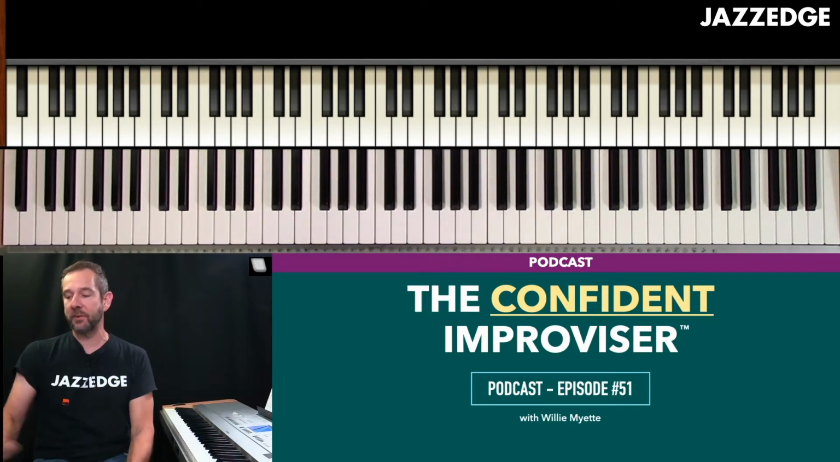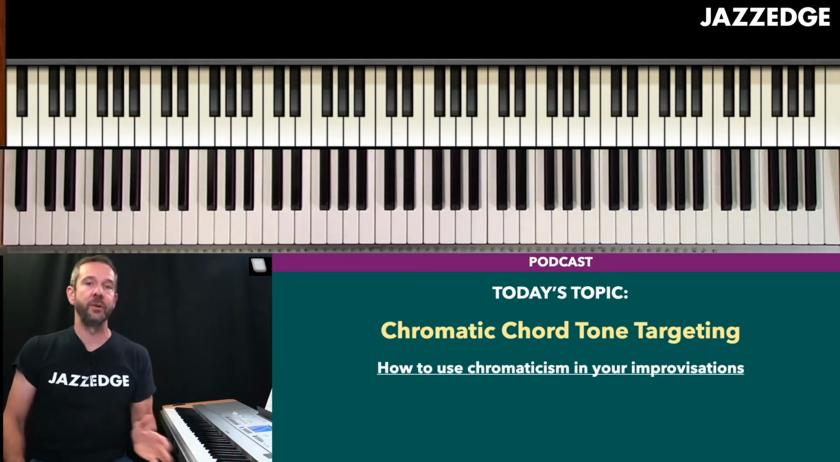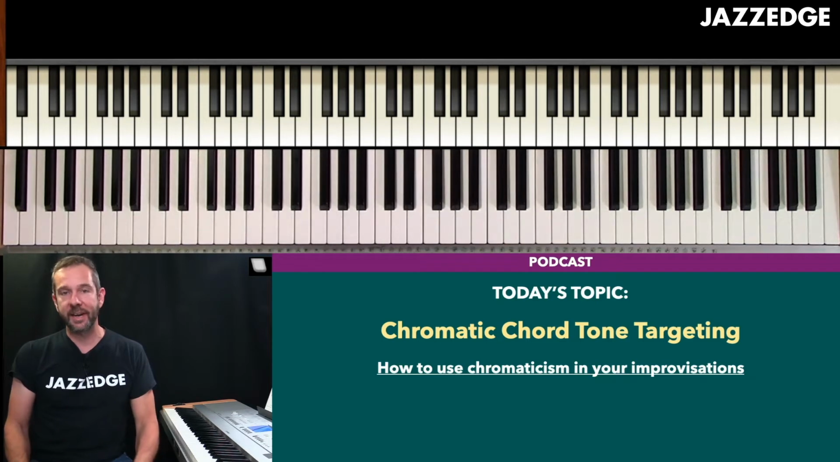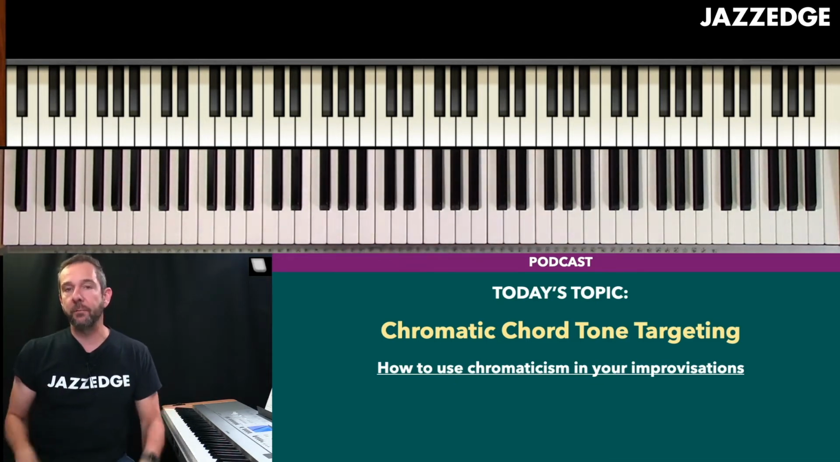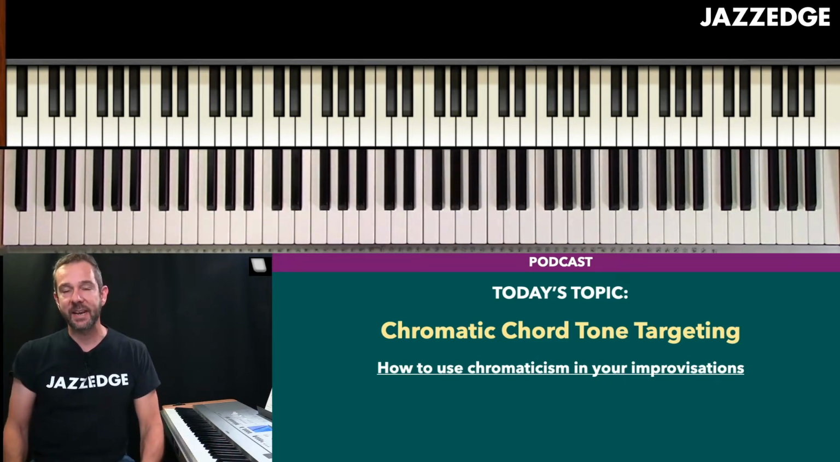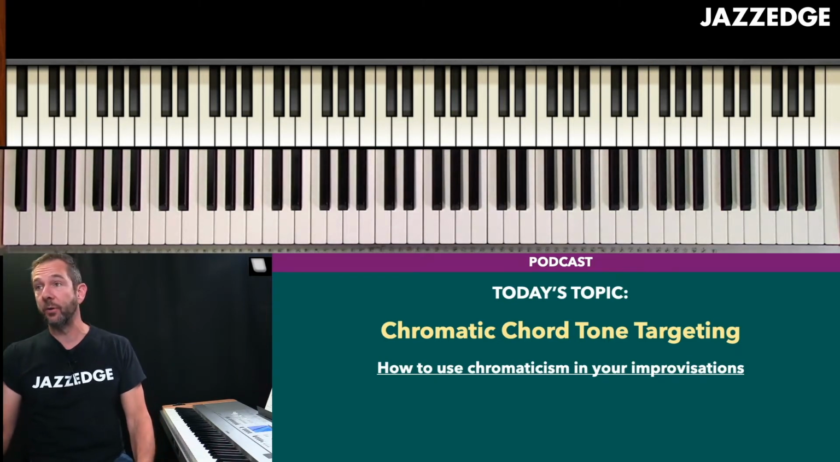This is episode number 51, and today we're going to be talking about chord tone targeting, and specifically chromatic chord tone targeting. What I'm going to show you is how to build out your improvisational lines and use chromaticism and the chromatic scale to be able to target notes in your chords. All right, so let's take a look at the sheet music here.